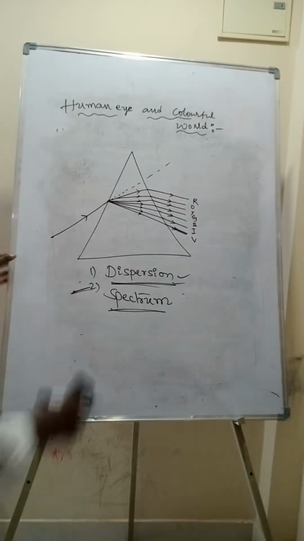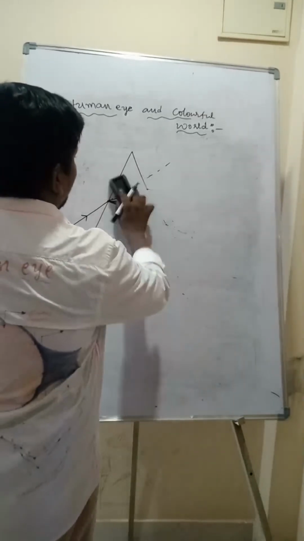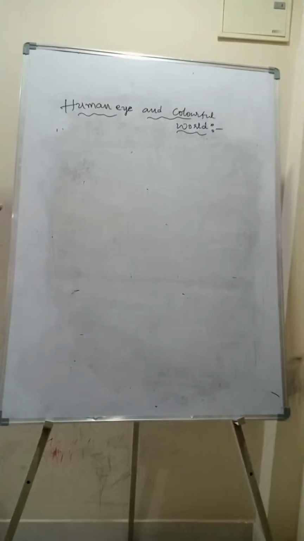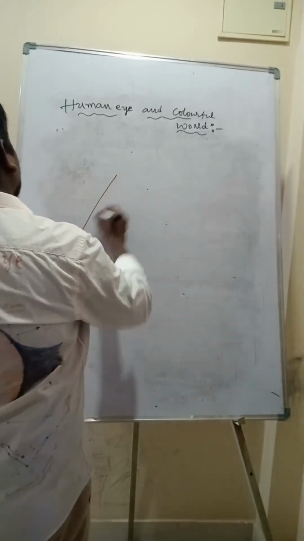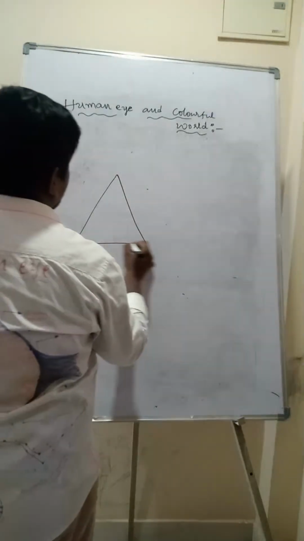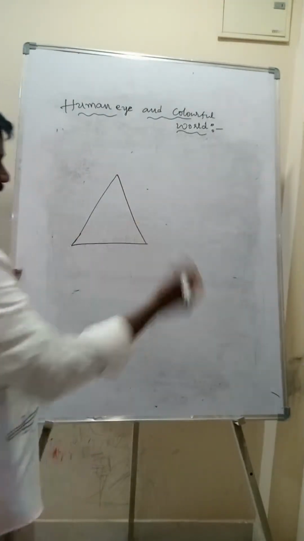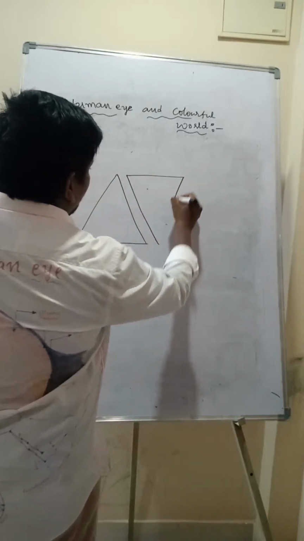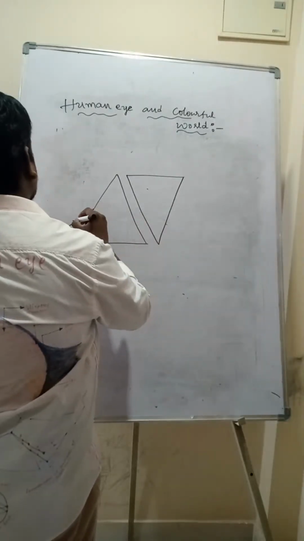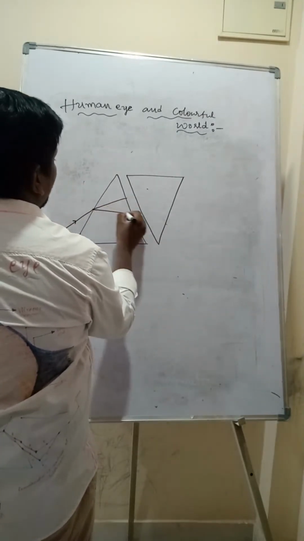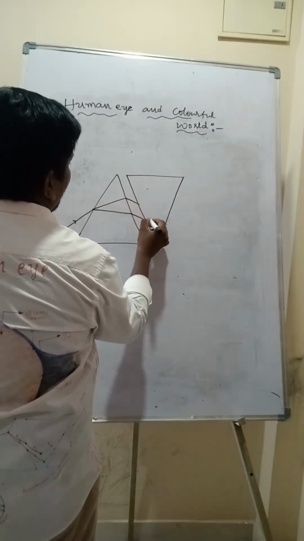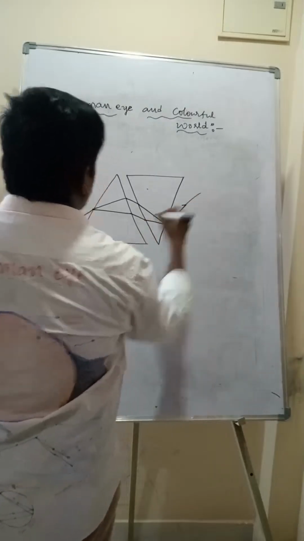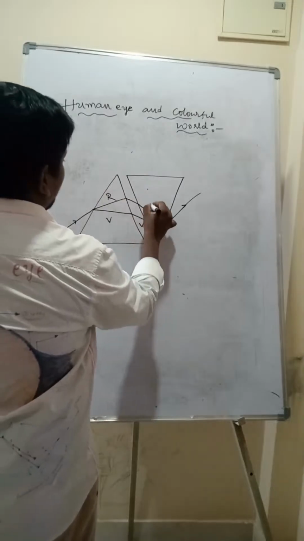Now we can see recombination of the spectrum of white light. Newton placed one prism, so it split into 7 colors. Then he placed an inverted prism like this. So those 7 colors come together again like this. Violet, red, violet, red.